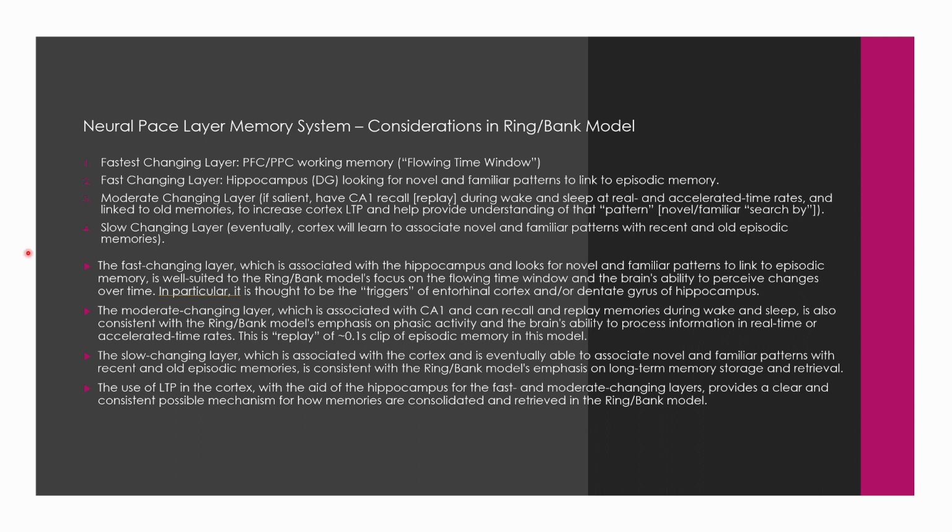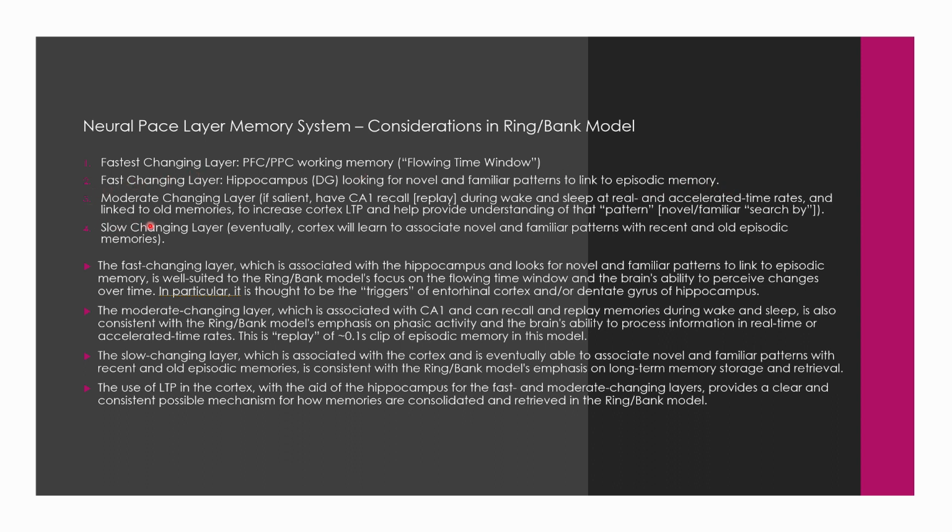As far as I'm concerned, I would consider probably 4 layers of this pace layer memory system. At the very top, the fastest changing layer would be the prefrontal cortex and posterior parietal cortex working memory, the flowing time window, because it's just kind of like the current second or so. So that's the very tiniest time frame you could work with. Then underneath that would be still a pretty fast changing layer, the hippocampus dentate gyrus, looking for novel and familiar patterns to link to episodic memory.